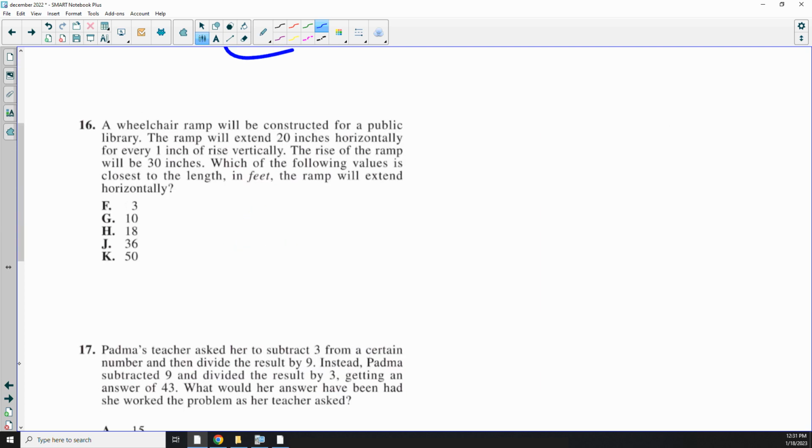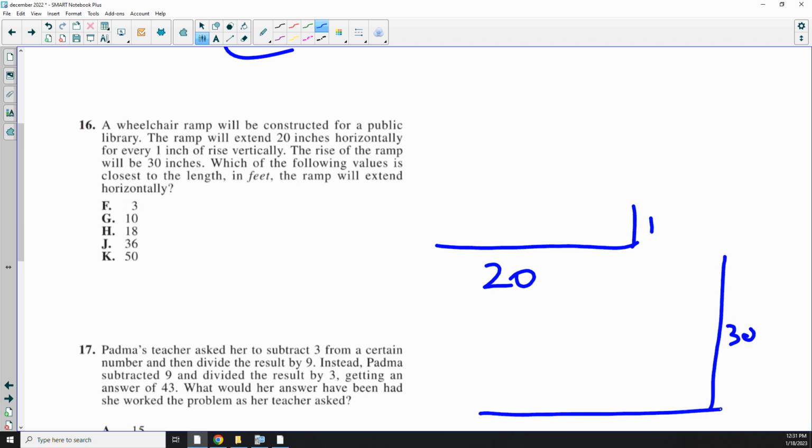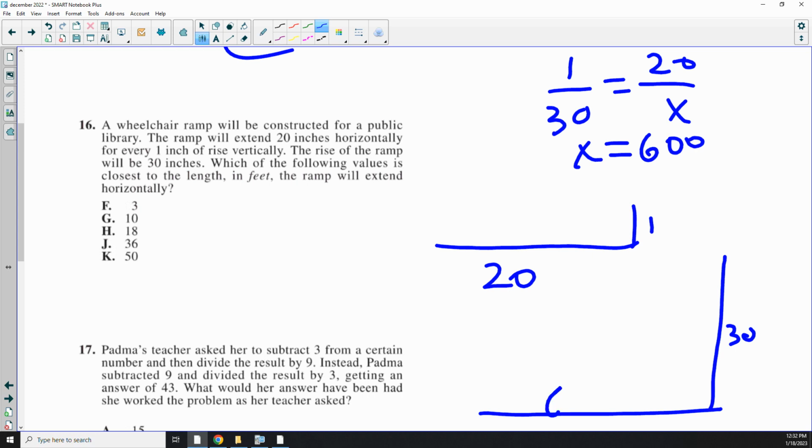Classic ratio proportion. The ramp should extend 20 inches horizontally for every 1 inch vertically, huh? So the rise will actually, in real life, be 30 inches. You have to set up similar triangles, huh? So it would be 1 is to 30, as 20 is to x. So you would cross multiply and get x is 600. However, be careful, that's 600 inches.